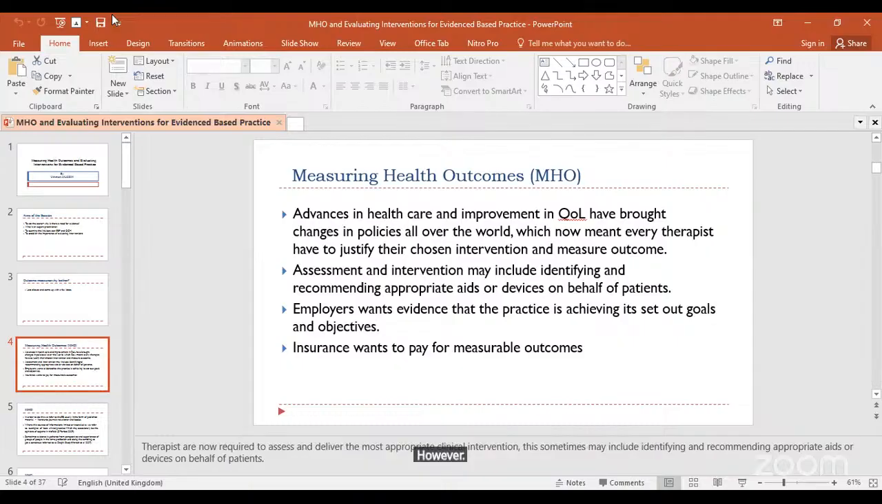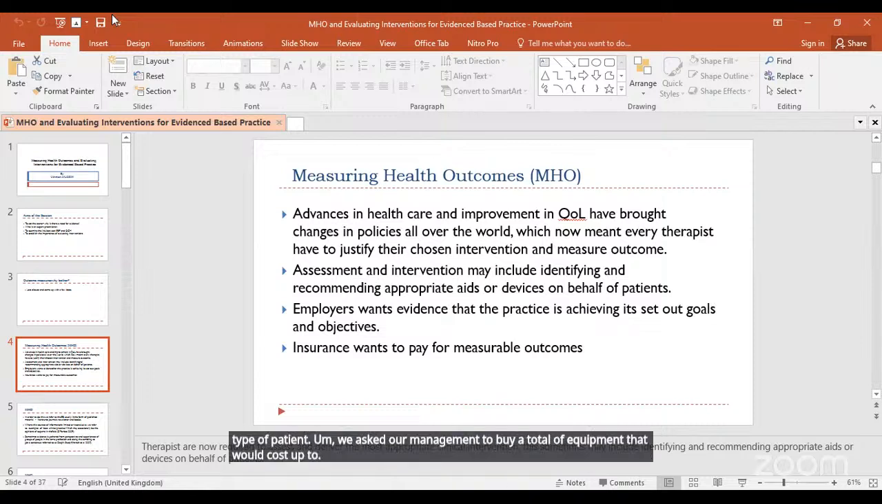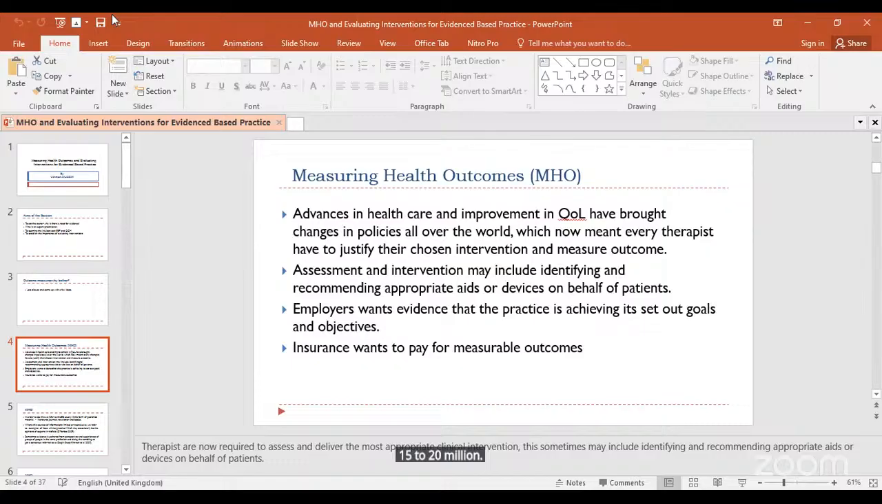However, looking at the volume of patients that comes to that department, only one of all this list of equipment is beneficial to their type of patient. And we asked our management to buy a total of equipment that will cost up to 15 to 20 million, even though those equipment wouldn't be beneficial. Then at that point, we are not acting professional. We just want to fill our department with tools that are not beneficial to the needs of those patients. But we'll talk about that.